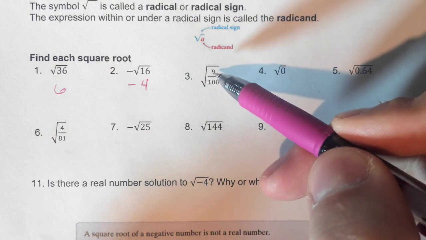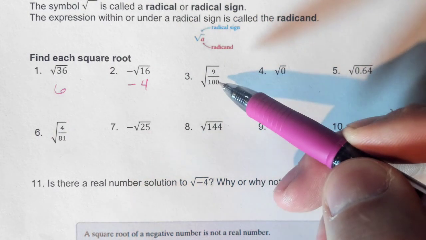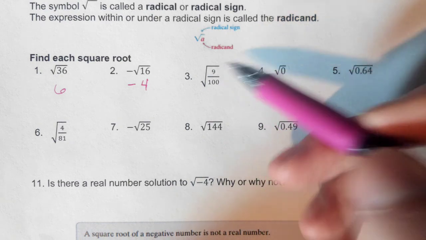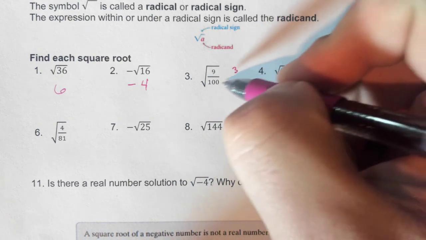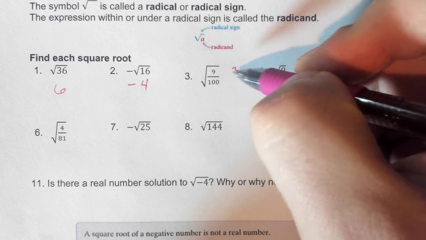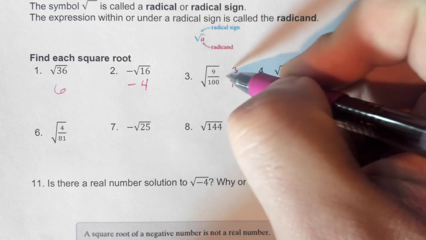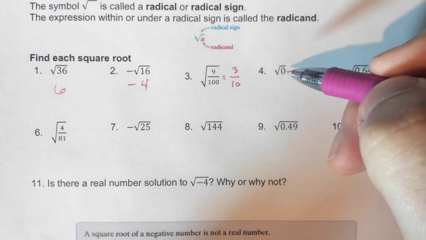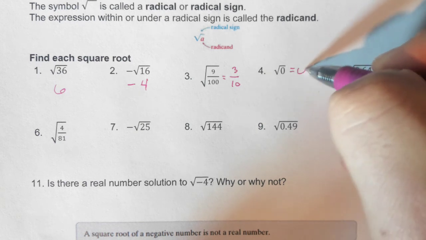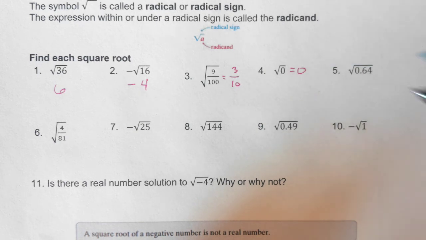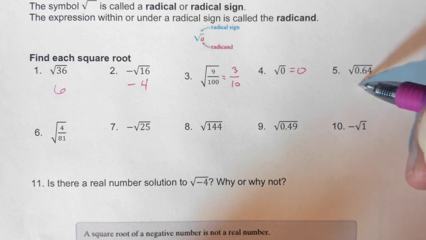With fractions, you're just going to do the numerator and the denominator separately. So what's the square root of 9? 3, because 3 times 3 is 9. And what number times itself is 100? 10. 10 times 10 is 100. So that equals 3/10. The square root of 0 is 0, in case you were wondering, because 0 times 0 is 0. And then with decimals, 0.64, you can think of it as 64. Well, 64 is 8 times 8, so that's going to be 0.8.